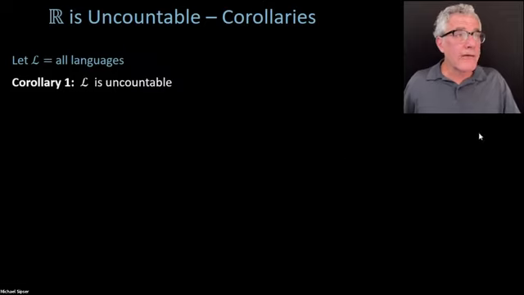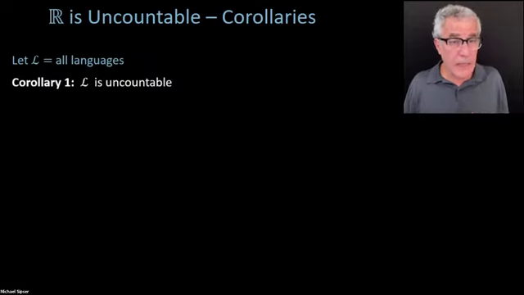First of all, if you let script L be the collection of all languages, if you want to consider it over some particular alphabet, that's fine, but that's not going to be really important for the point that I'm going to make. So script L is the collection of all languages. So every subset of sigma star is a language. So look at all those possible subsets.